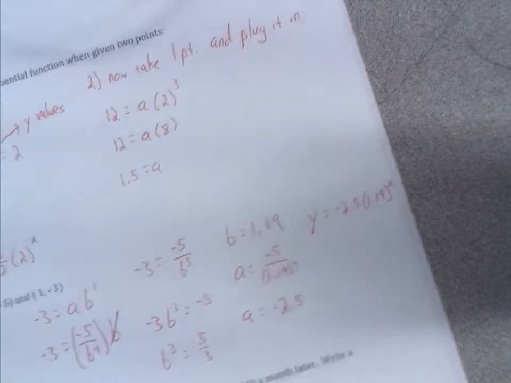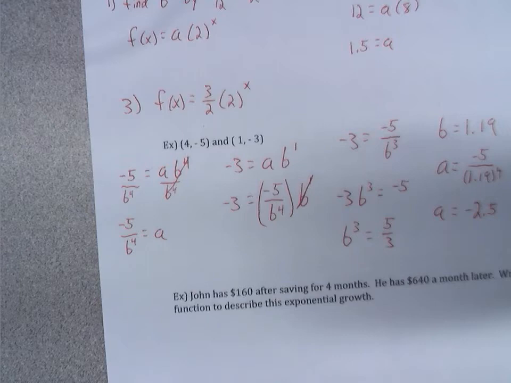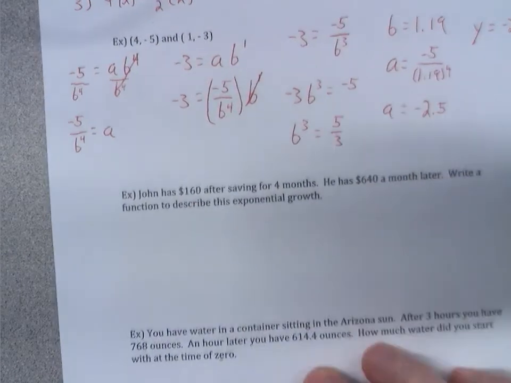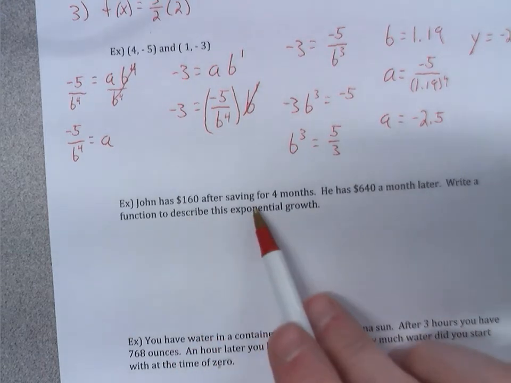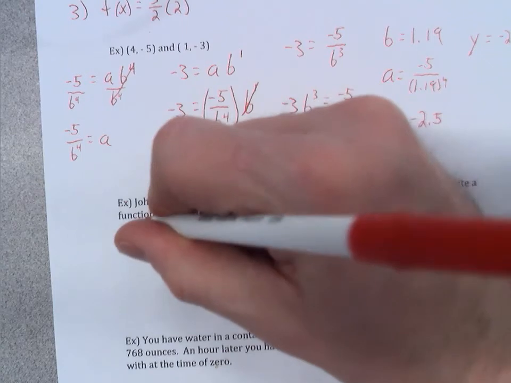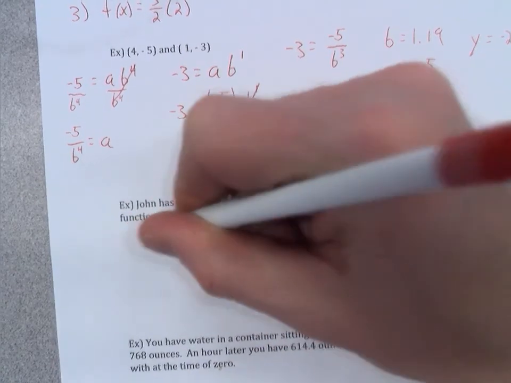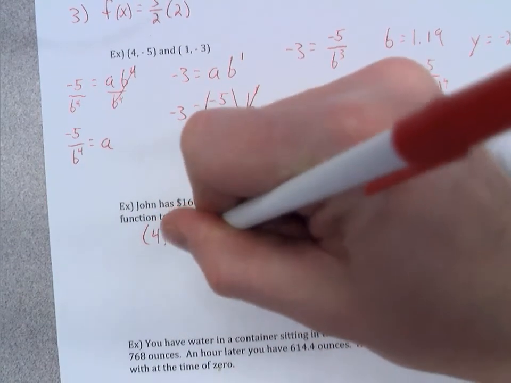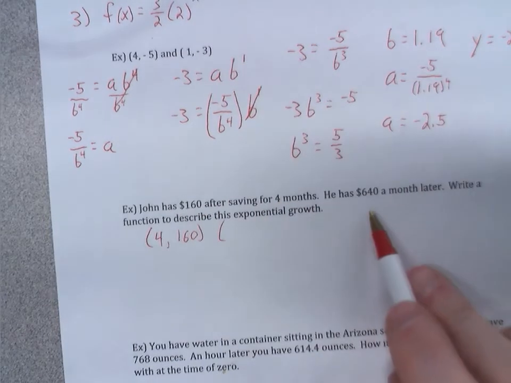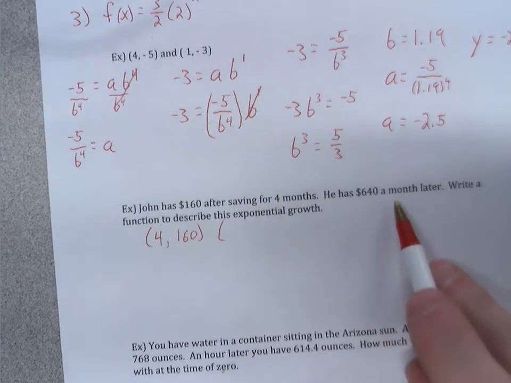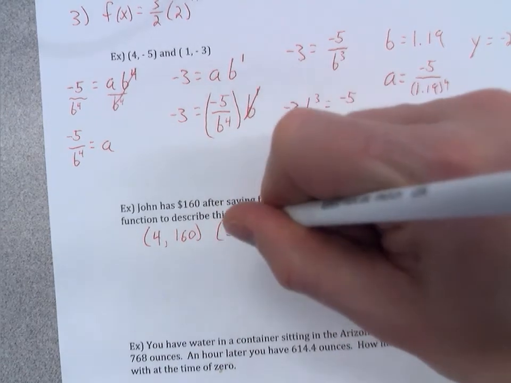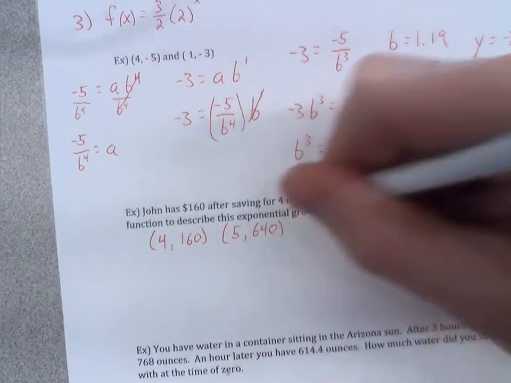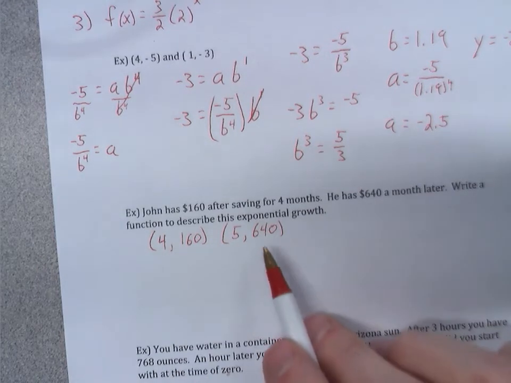Okay? All right, let's apply this now to a couple of story problems. Example: John has $160 after saving for 4 months. What does that mean? That is a point: 4 months, $160. He has $640 a month later. So we know that's month 5. He's got $640. Write a function to describe this exponential growth.